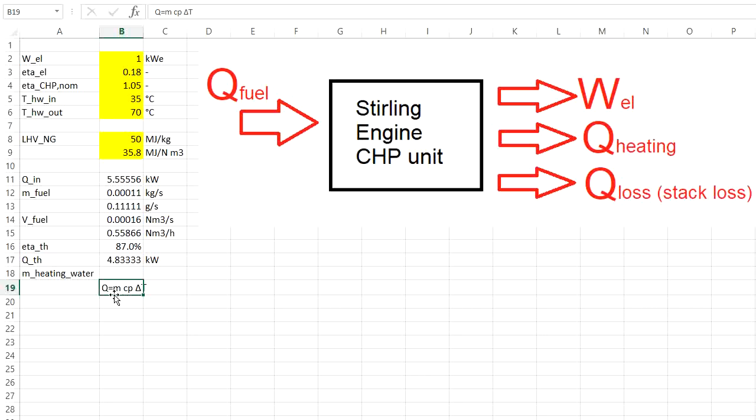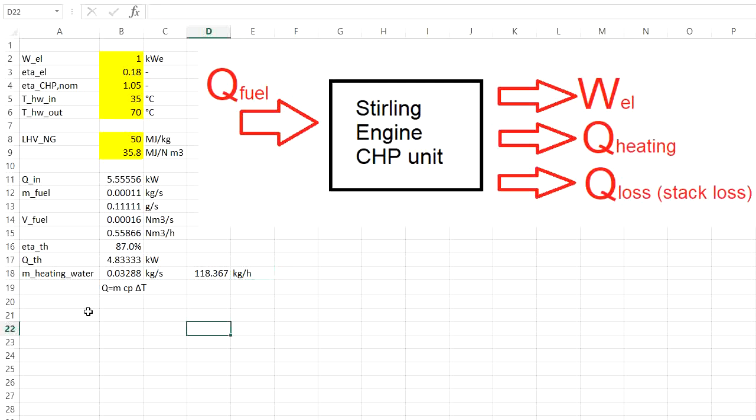So the mass flow rate would be the heat divided by CP and delta T. CP we said is 4.2 kilojoules per kilogram Kelvin, and the temperature difference is the temperature at the output minus the temperature at the input. One more bracket, and we have the result in kilograms per second, or we can also have kilograms per hour.